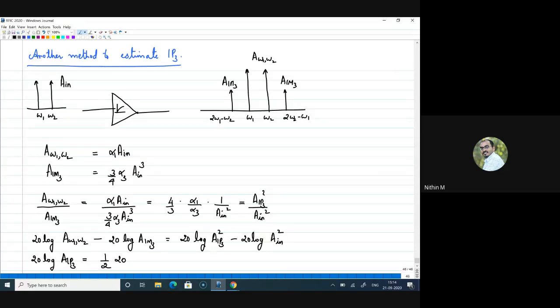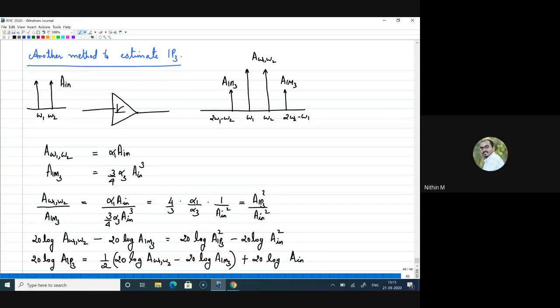Okay, so one more thing. Can you see the line which I am writing now? Yes, sir. Okay. So 20 log AIP3 is equal to half into 20 log of A omega 1 omega 2 minus 20 log of AIM3. These two are multiplied by half. Then I'm bringing the AIN term to the other side, so it is plus 20 log of AIN. I hope you understood what I have done with this equation, right?